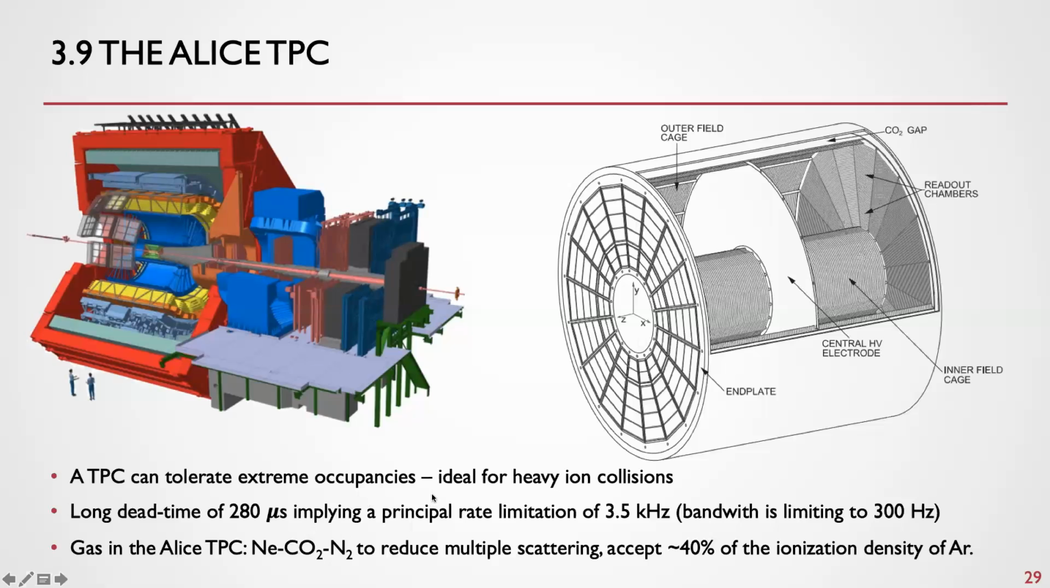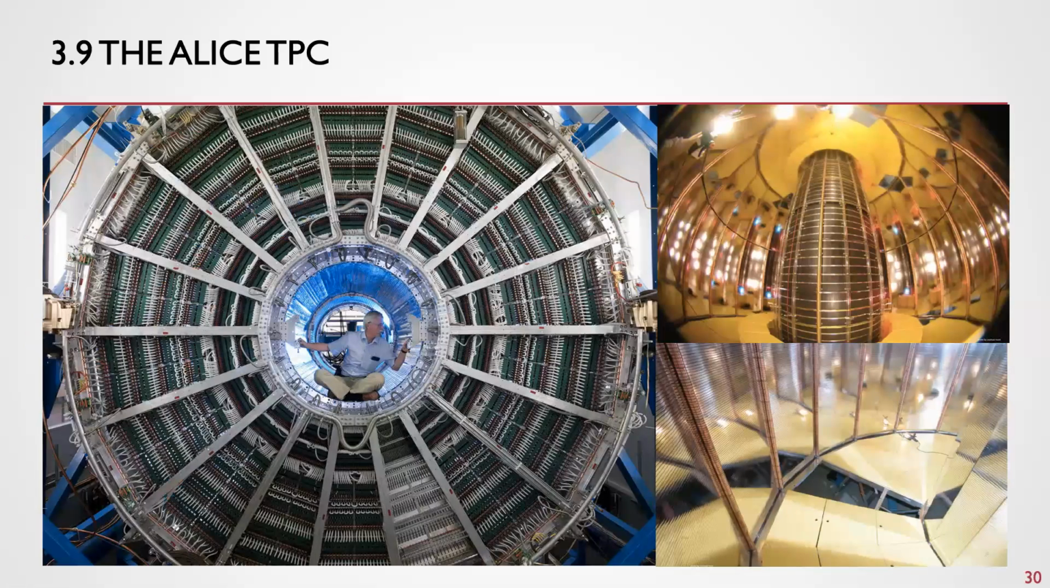Neon is used to reduce the multiple scattering because it is a very large detector volume. On the other hand, it's okay to have only 40% or so of the ionization density of, for example, argon that could also be used. So here one opts for a smaller ionization, and in turn has a better handling of a lower rate of multiple scattering.